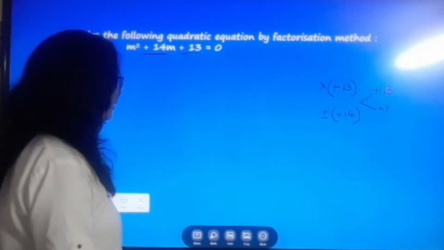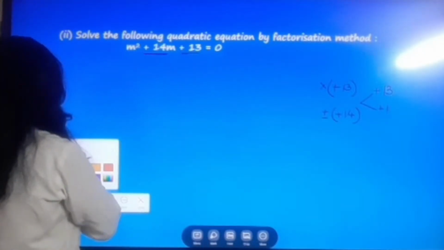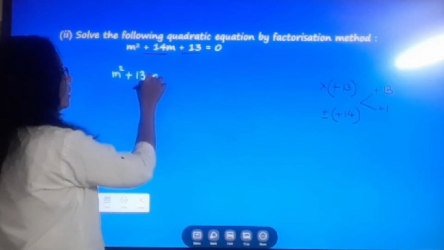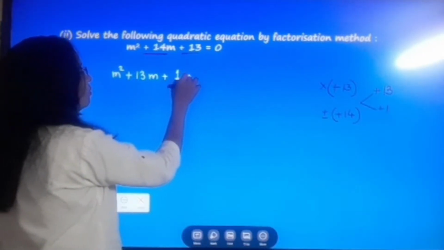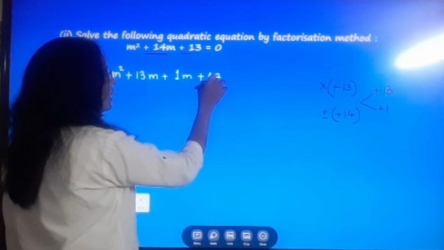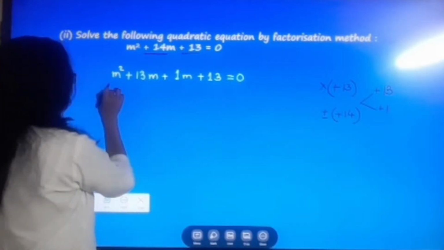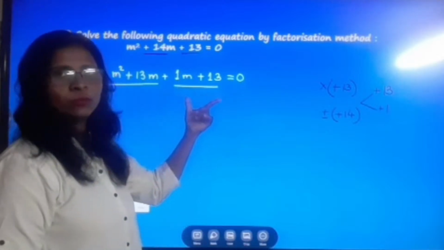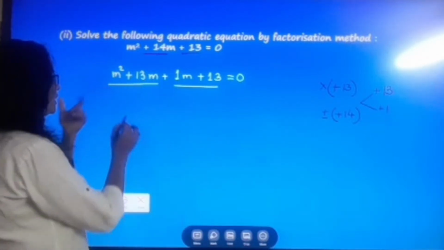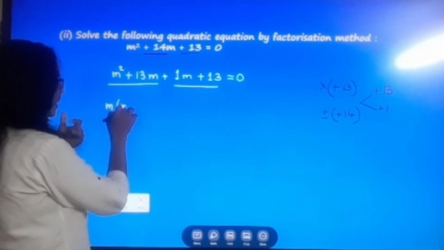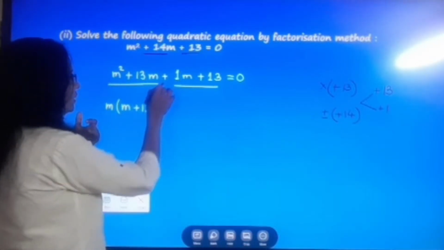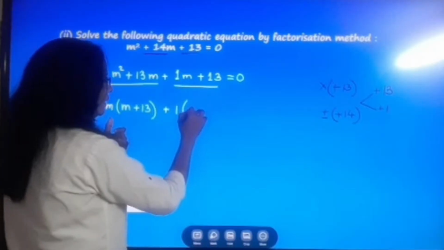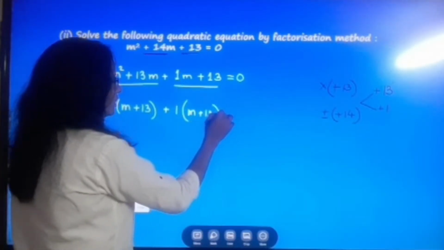Okay, then here I write down m square plus 13m plus 1m plus 13 is equal to 0. Then make the group of these two terms and these two terms. Then the common factor between these first two terms is m plus 13. Then here plus, here common is 1. So in the bracket m plus 13, which is equal to 0.